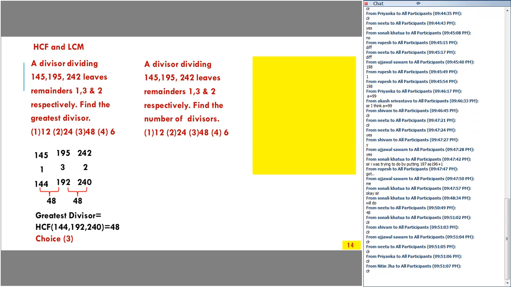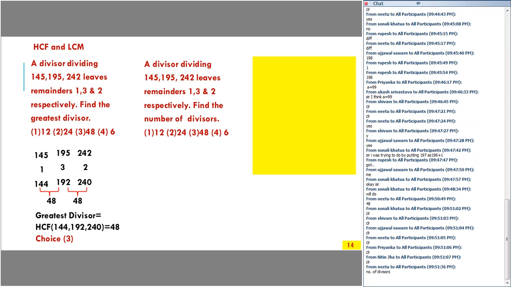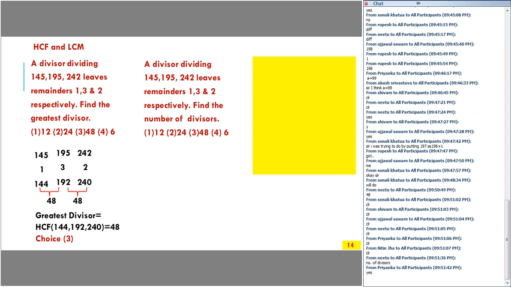We'll do one more question next to that. Tell me what we do here. What's the difference between this question and the previous question? Is there a difference or no difference? The previous one wants the greatest divisor. This wants number of divisors. What's the answer here?